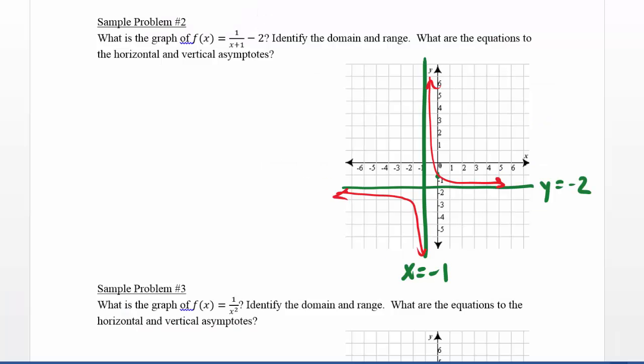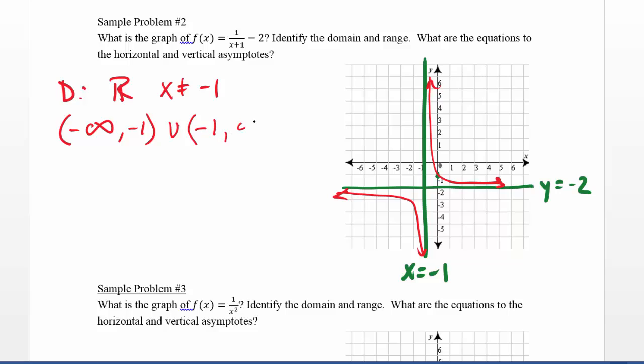Now let's take a look at the other parts of this question. It says identify the domain and range. Well, the domain is going to be all real numbers except any value that makes the denominator equal to 0, and so you could see negative 1 would make this equal to 0, so x cannot equal negative 1. We could write that in that way, or we could write that in interval notation, and you could see it written like this. So if you remember interval notation, we could say all values to negative 1 but not equal to negative 1, and then negative 1 and all values to positive infinity.